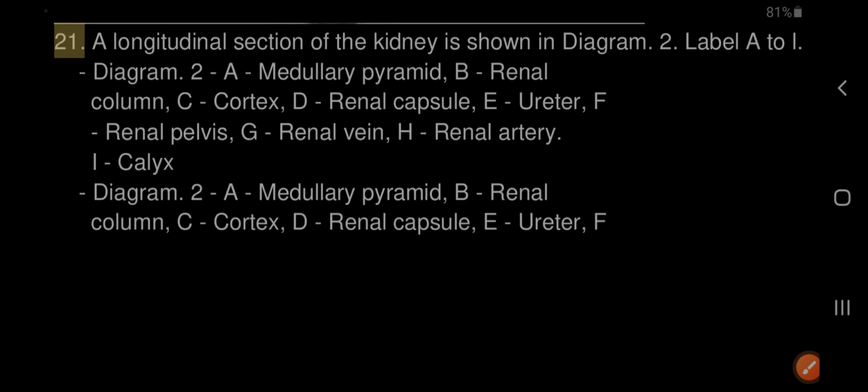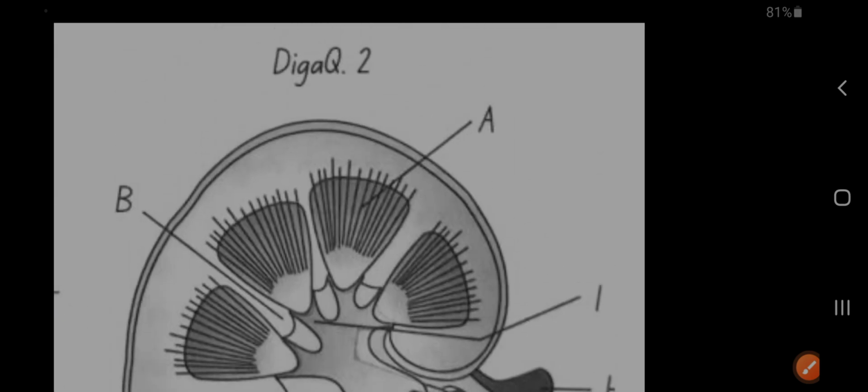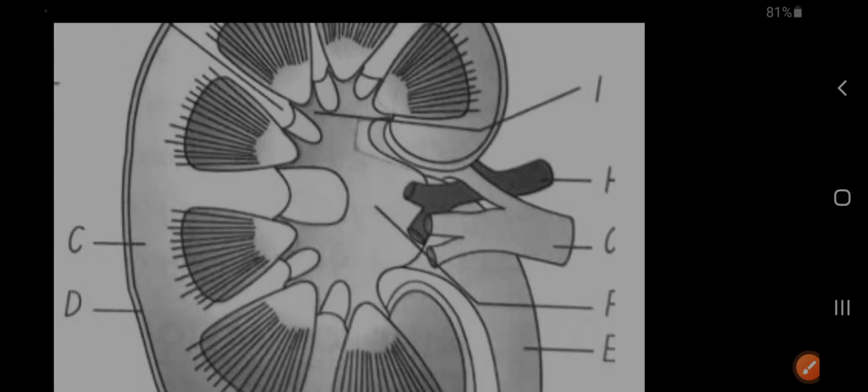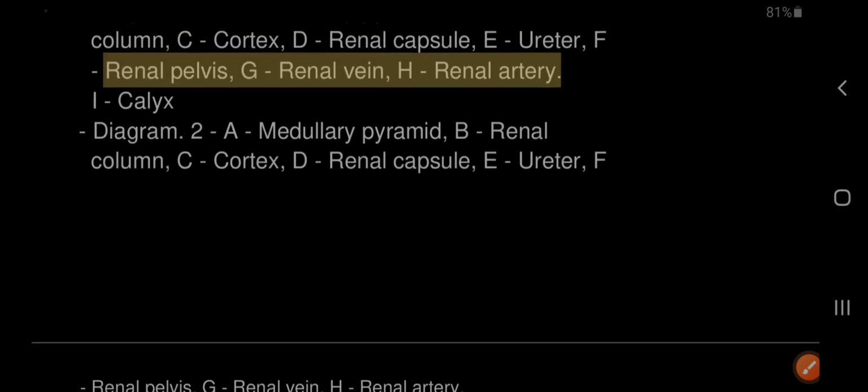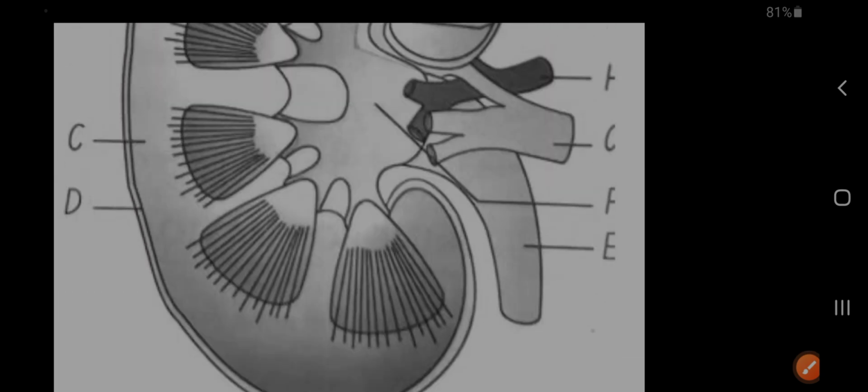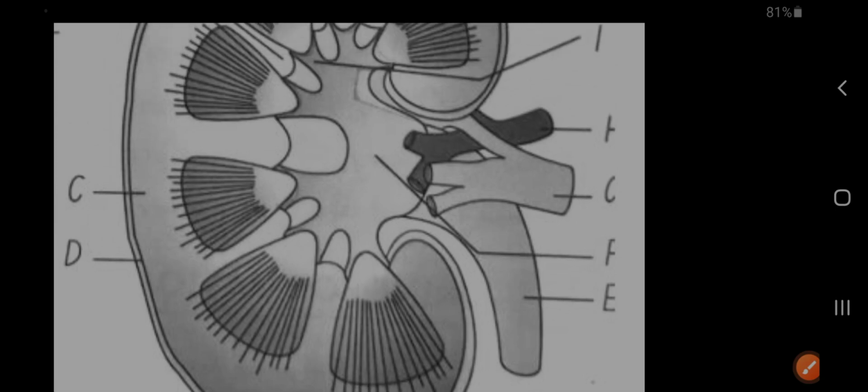21. A longitudinal section of the kidney is shown in the diagram. Label A to I. A. Medullary pyramid. B. Renal column. C. Cortex. D. Renal capsule. E. Ureter. F. Renal pelvis. G. Renal vein. H. Renal artery. I. Calyx.